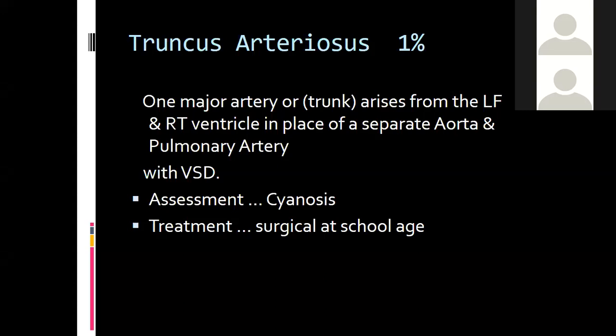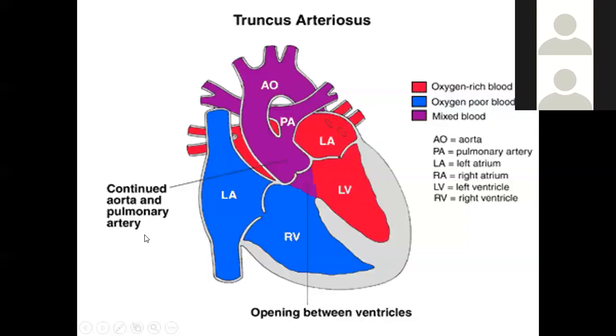Now this condition is also associated with a ventricular septal defect. On assessment, the cases show cyanosis. The baby becomes cyanosed and has dyspnea. Treatment is surgical intervention, which can be done at school-going age in case of truncus arteriosus. This is also a gross picture of the truncus arteriosus.